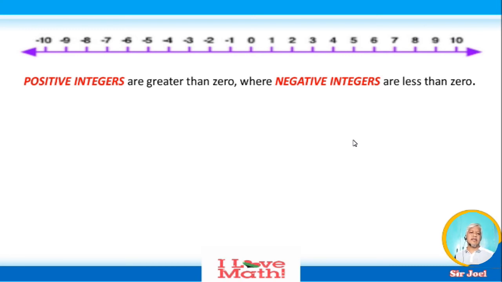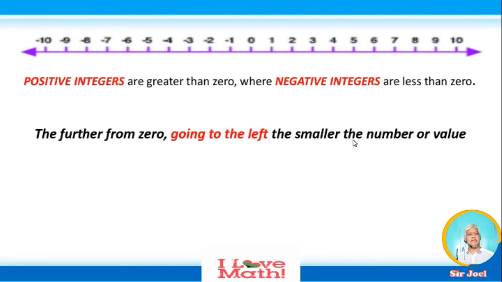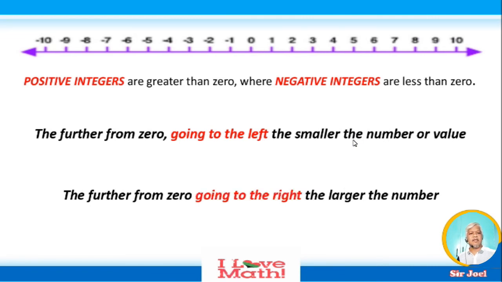Positive integers are greater than 0, where negative integers are less than 0. So, naipaliwanag na natin yon kanina. The farther from 0 going to the left, the smaller the number or value. So, sabi natin kanina yan, as we move to the left, the value or values are getting what? Smaller. So, the farther from 0 going to the right, the larger the number. So, sabi naman natin kanina, as we move to the right, diba? The value are getting what? Larger. Tama? So, eto rin yun. The farther from 0 going to the left, the smaller the number or value. While the farther from 0 going to the right, the larger the number.